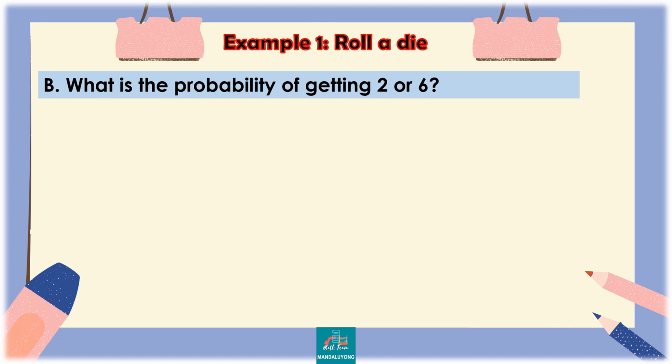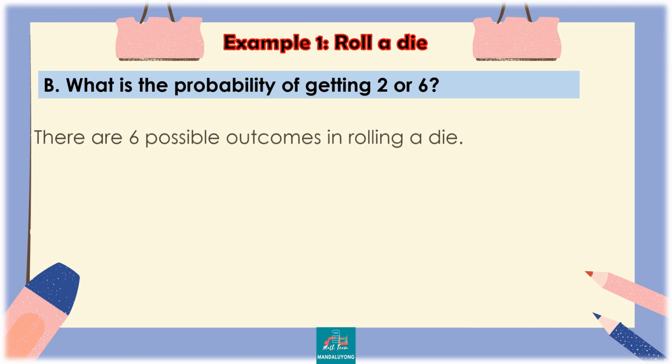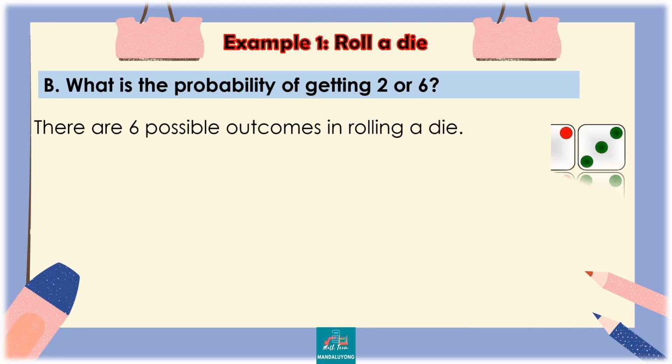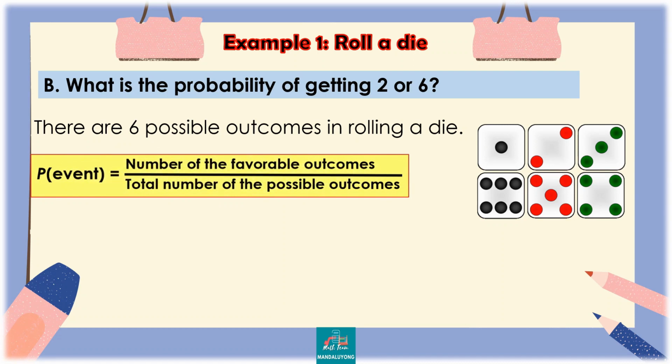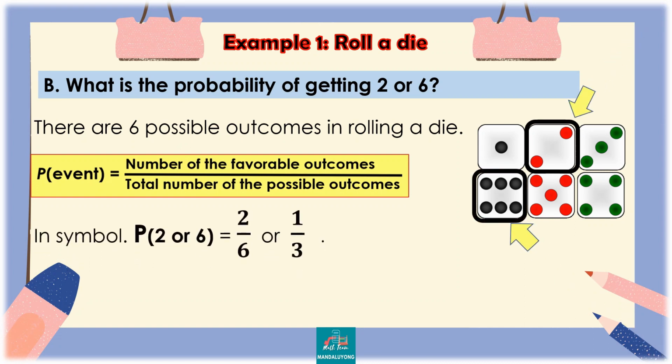Letter B. What is the probability of getting 2/6? Muli, there are 6 possible outcomes in rolling a die. At gagamitin po natin ulit ang formula na ito. Sa ating die, meron tayong 1/2 at 1/6. Kaya, probability of getting 2/6 is equal to 2/6.